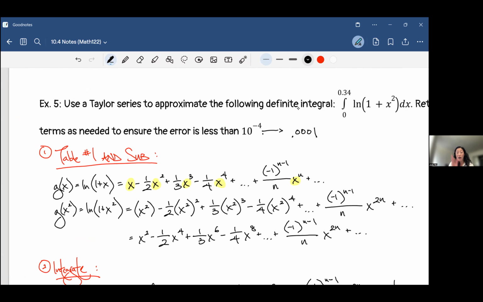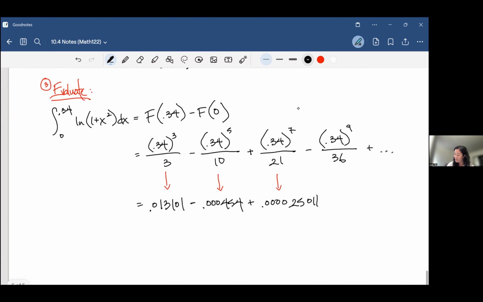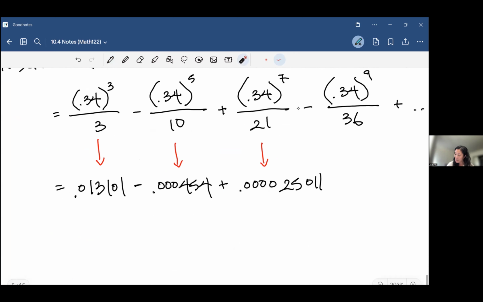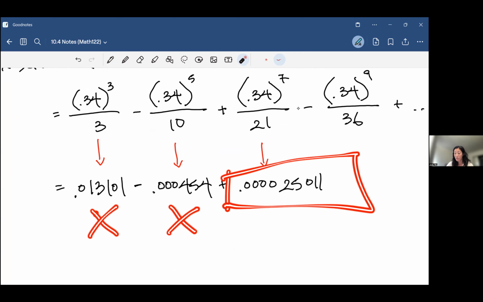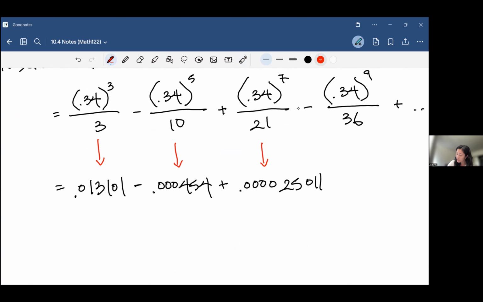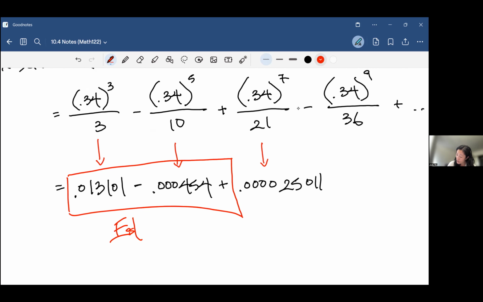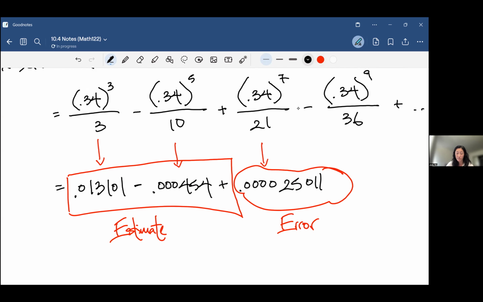And when I type that into my calculator, that's the same as 0.0001. So I can stop writing my terms as soon as I find something smaller than that. And I think we have, right? This is not smaller, this is not smaller, but this one is smaller. So what does that tell us? It tells us that we just need the first two terms to get our estimate. And this last term is how much our estimate will be off by, like our error, okay?